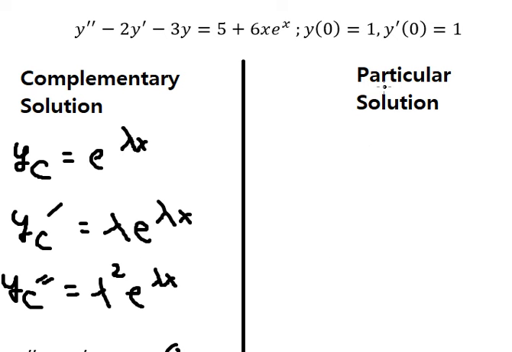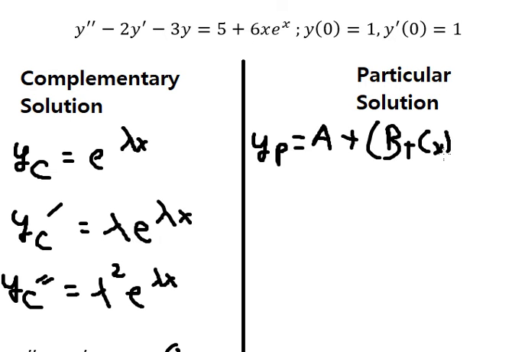Now we go to the particular solution. We have 5 plus 6s e to the power of s. So for this one, I will put yb equals a plus b plus cs, and we have e to the power of s because we have s here. That's why we need to have s here. And now we do the first derivative of yb. This one is a constant, so you get 0.